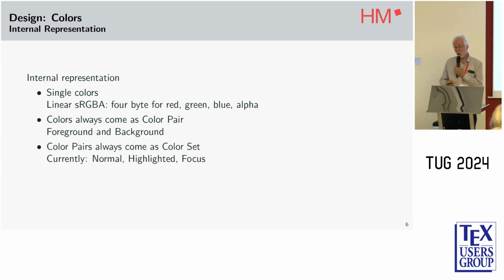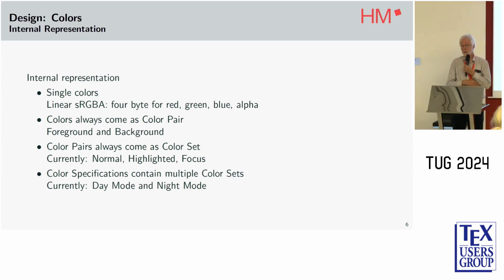And color pairs always come as a color set. So you have 3 pairs, one for normal text, one for highlighted text, and one for focused text, possibly more in the future. And color sets always come in multiples that form a color specification. I start with 2 color sets in a specification, one for day mode and one for night mode. And of course you can think of a colorblind mode or a high contrast mode or whatever mode. So there might be more modes in the future. And all this color data is one color specification.